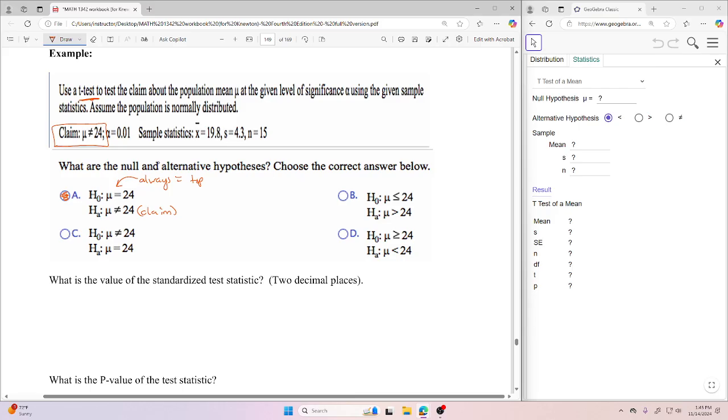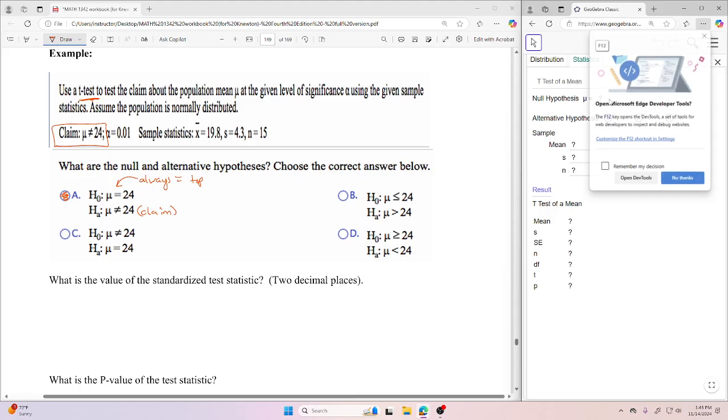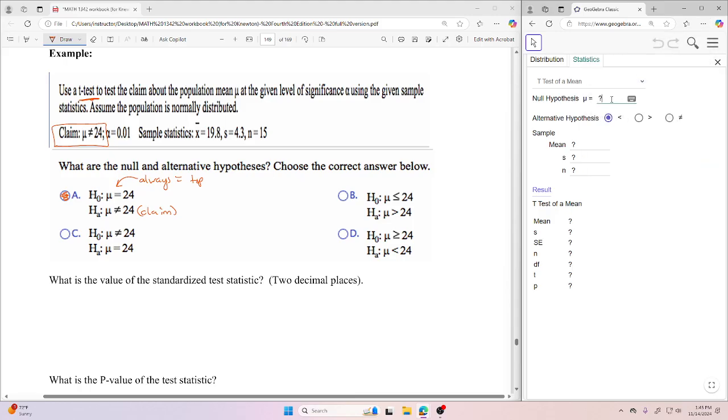Awesome. Okay, and then it just says, hey, find all the values. So we're just going to plug them in now. What goes in the mu box? What do I put up way up here? No! What do I put up here? 24. And then not equal to. What's my mean? What would I put there? Yep, the 19.8. You got it. S. Yep, 4.3. Very good. And then N. Do we have an N? 15. Yeah, I'm just tossing them in.